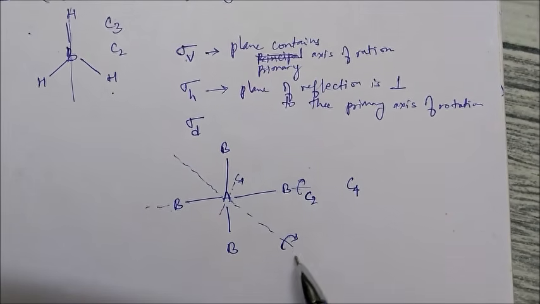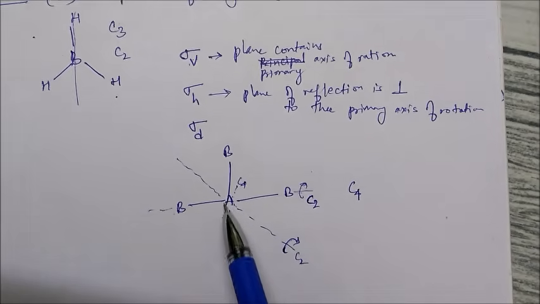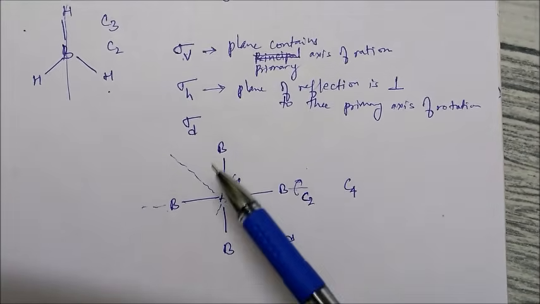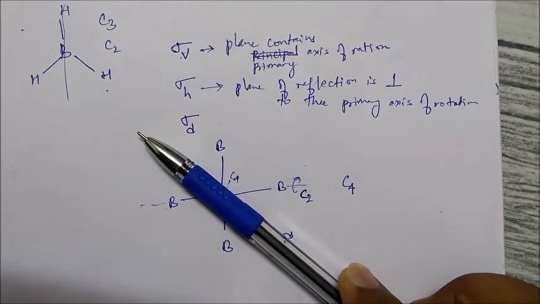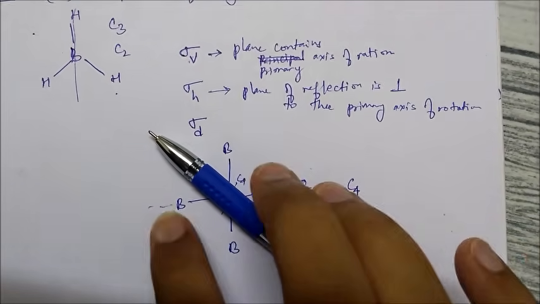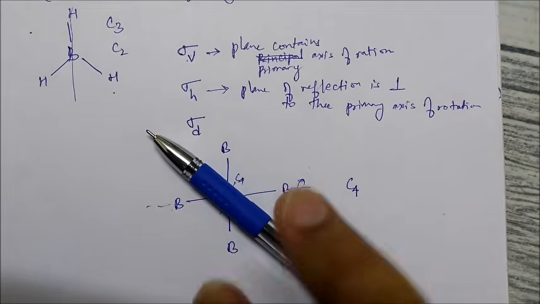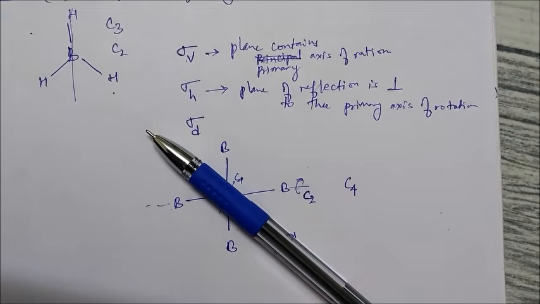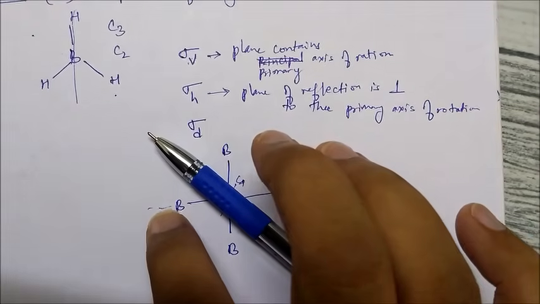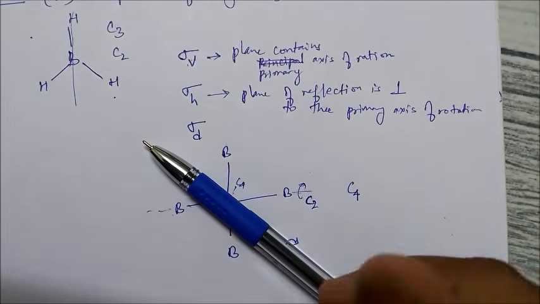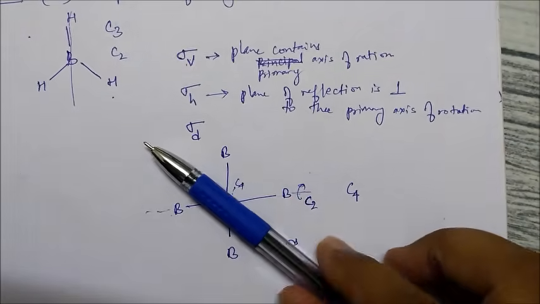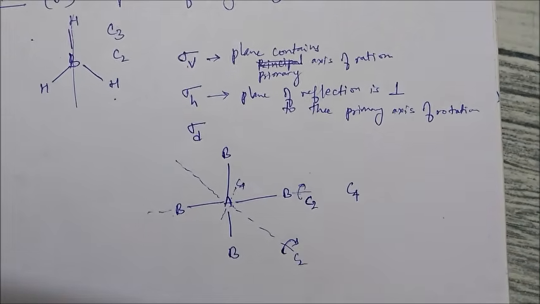How? See, it is passing only through A, but it is not perpendicular to this plane; it is on this plane. So if we rotate this molecule like this, what will happen? This B will go there and this B will come here if we rotate it by 180 degrees, and these B will exchange themselves. So this is also a C2 axis.